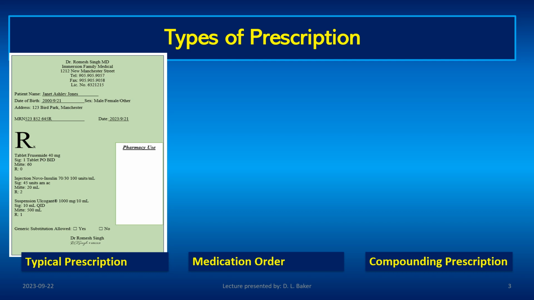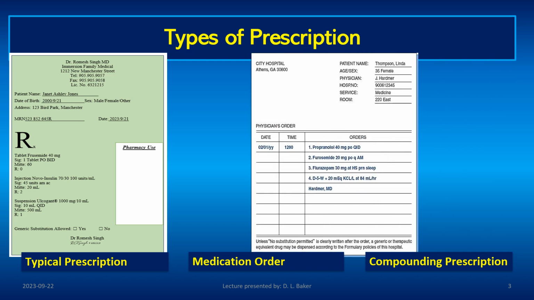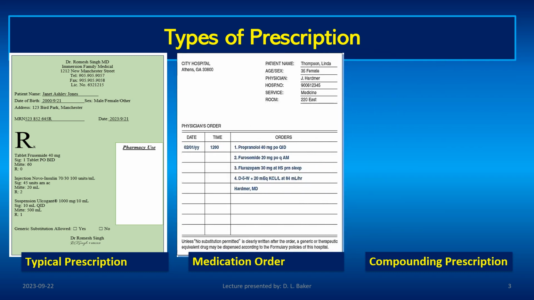Now, when you look at the typical prescription, the patient will be handling it. They can, of course, take that order to the pharmacy of their choice, or if it's an electronic order, then that order may be sent by the doctor to the pharmacist that the patient would like the order to be sent to. Now, in terms of your medication order, this is typically seen in a hospital setting.